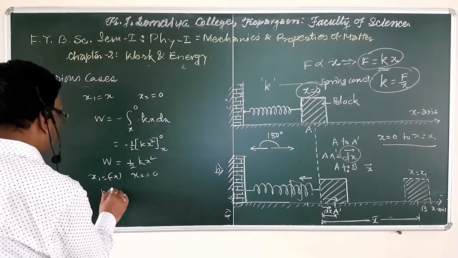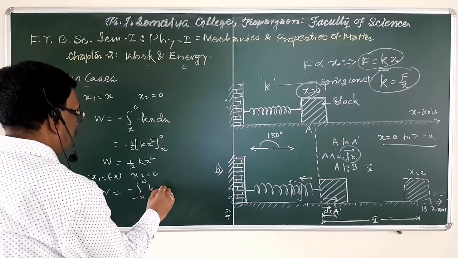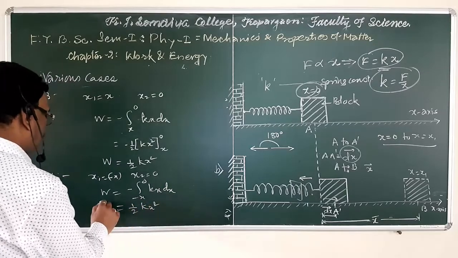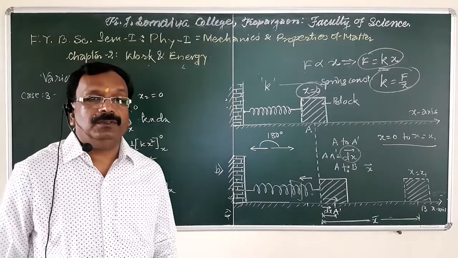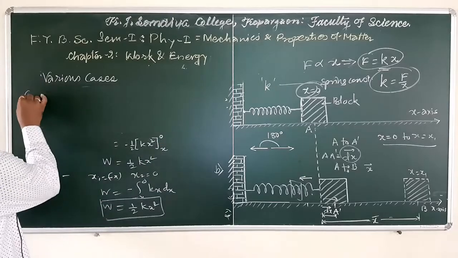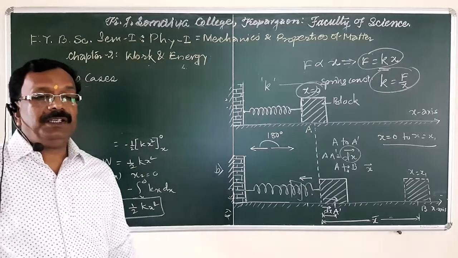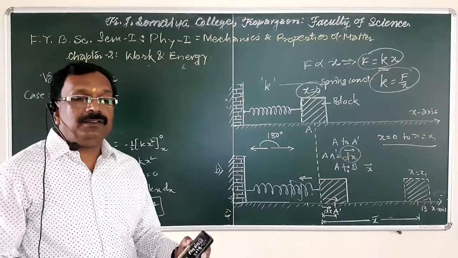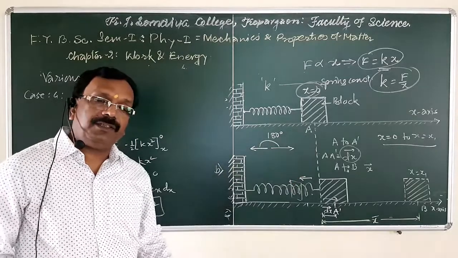When we solve this, again W is equal to integral minus x to 0 kx dx. Solve this, again we get 1/2 kx square. This is the work done. Again this is positive. OK, and now the last case, that is case 5. What happened in case 5? Initially spring is in compressed position, that is x1 is equal to minus x, and when we release the force, it goes to natural and then further stretched.